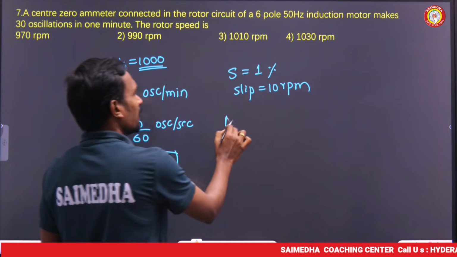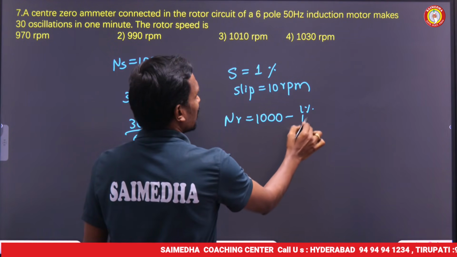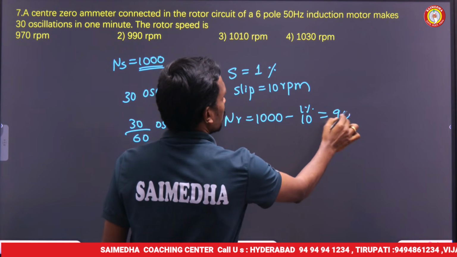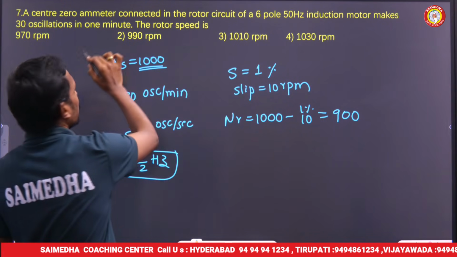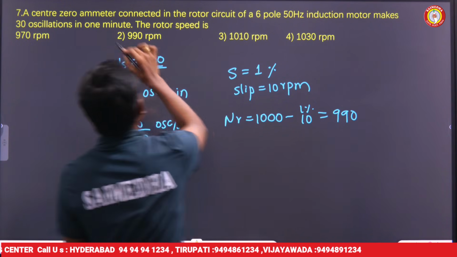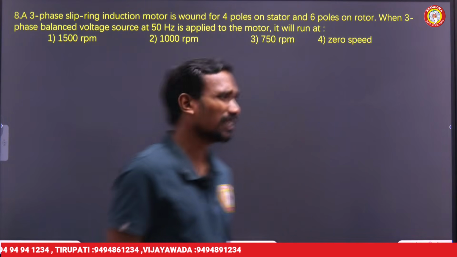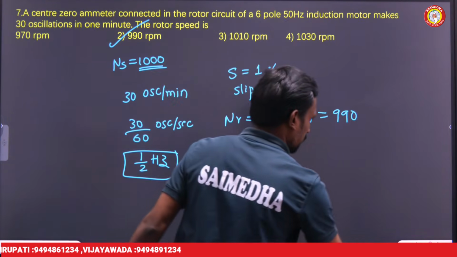Then the rotor speed is, actually it should be 1000, but in that 1%, which is 10 rpm, so the answer will be 990 rpm. 990 RPM. A simple question, sir. Yes or no, guys? Simple question. Next.